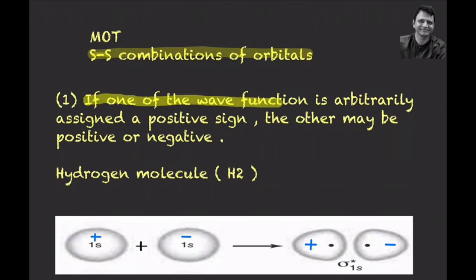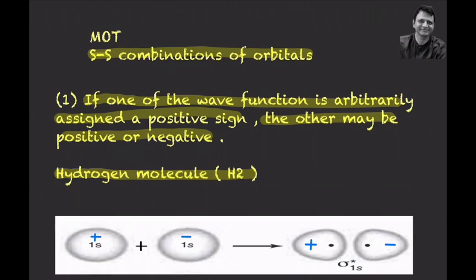If one of the wave functions is arbitrarily assigned a positive sign, the other may be positive or negative. The meaning of this statement is that if two atomic orbitals are going to combine, either they are going to have a destructive interference or they are going to have a constructive interference. So let us start by taking a hydrogen molecule.